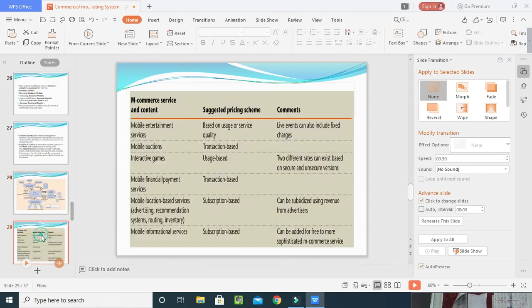Now if you see here, the m-commerce service and content, the suggested price scheme, and the comments are on the screen. Similarly, it may be transaction based, subscription based, or usage based, that is, based on the usage or service quality. All these things will be there, so you have to go through it.